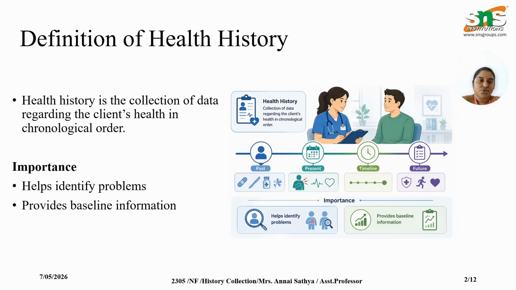Definition. Health history is a systematic collection of information about the patient's health in chronological order. It includes past and present health conditions, lifestyle habits, and family history. Health history provides baseline information about the patient and helps nurses to identify the actual and potential health problems. Proper history collection also improves communication between the nurse and patient and supports effective treatment planning.